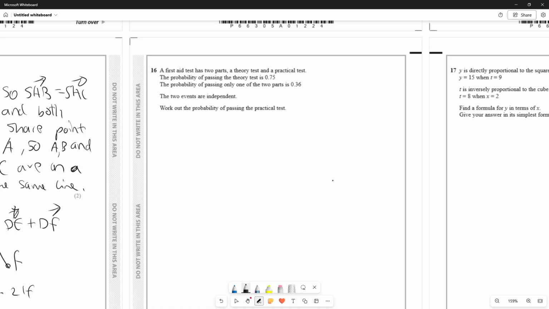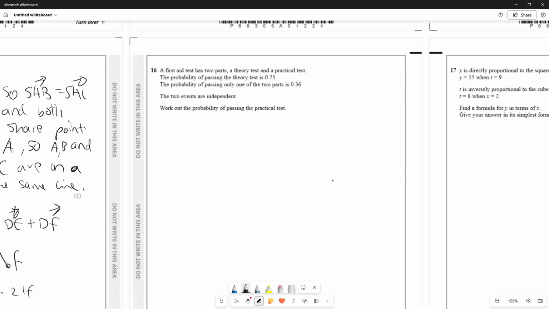Question 16. A first aid test has 2 parts, a theory test and a practical test. Probability of passing the theory test is 0.75. Probability of passing only one of the 2 parts is 0.36. They're independent, which means that if I failed the theory test, that won't have any impact on the chance I pass the practical test. That's what it means. So one event does not have any effect on the other one. Look at the probability of passing the practical test.